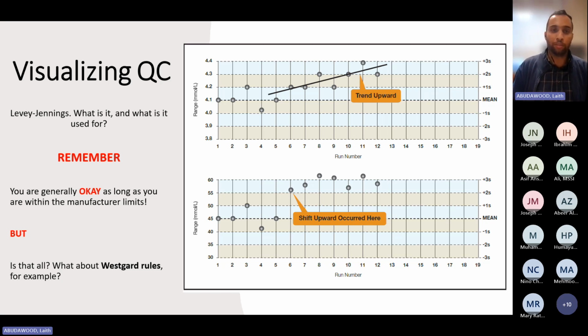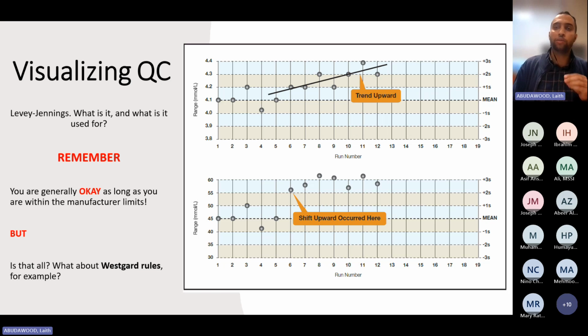So if I see, for example, that my results are all going up slowly, one after the other, maybe there's something wrong. Maybe my reagent is deteriorating. Maybe my analyzer is having a problem. What if my results for the QC all shifted up all of a sudden, and they're all reading high results? Then the LJ will tell me that just by looking at it. So it's a very good way to assess how my QC is performing.